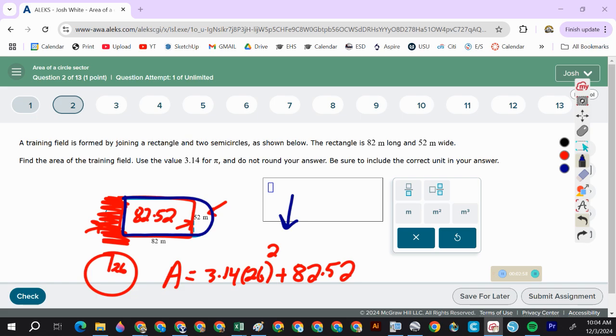Ellie's got it. What would you do differently? So would I remove this? No. I do need to get rid of a 2 essentially. So instead of a full circle, which is this formula here, I only need half a circle. So I would divide this by 2. Okay.